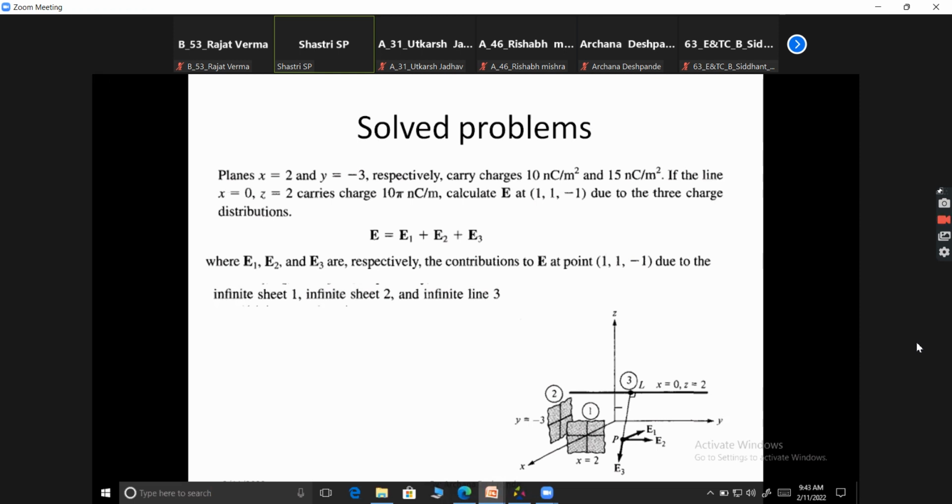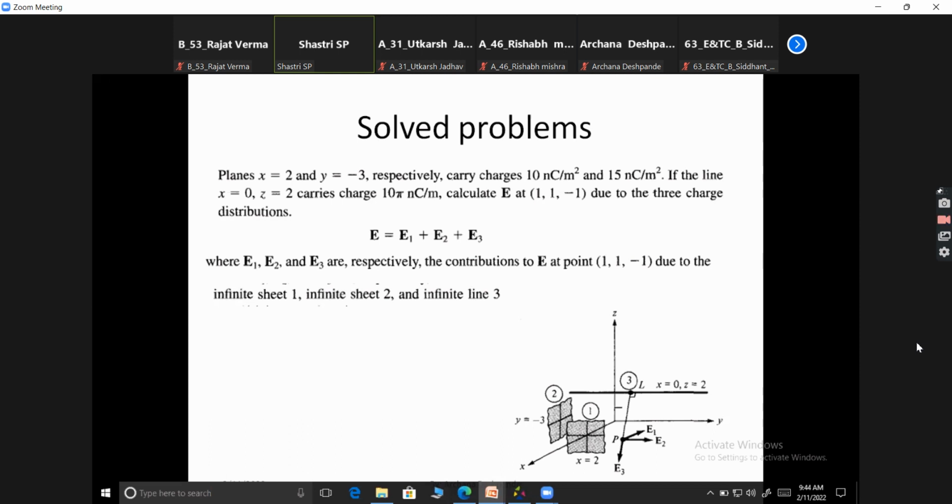Surface charge density. Have a look at the unit of surface charge density: it is coulomb per meter square, but the amount of charge is very, very small, so it's in nanocoulomb per meter square. Now there is another charge distribution. If the line x equals 0 and z equals 2 carries charge 10 pi nanocoulomb per meter, calculate E at (1, 1, -1) due to the three charge distributions.